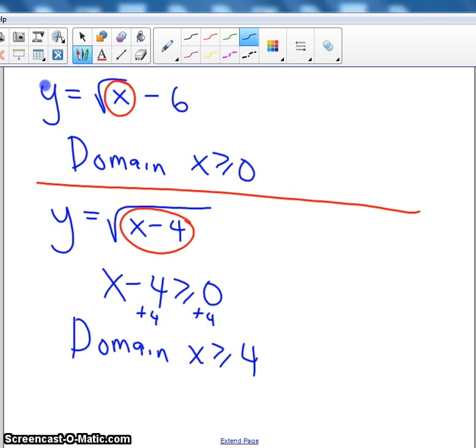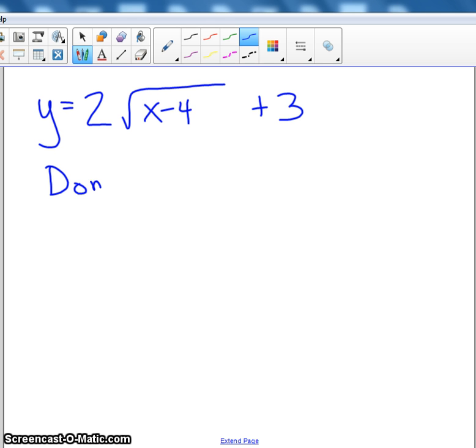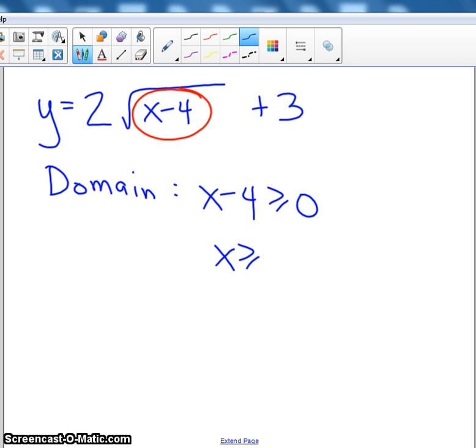Okay? So another example that we might look at to illustrate this is suppose I have one where all the parameter changes are being used. Notice here I have a square root graph, but the only thing I worry about when figuring out the domain is going to be the inside expression. So the domain is going to be all numbers x minus 4 that are positive. So x must be greater than or equal to 4.